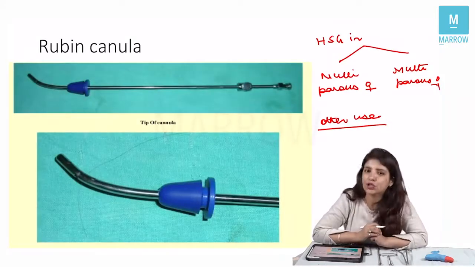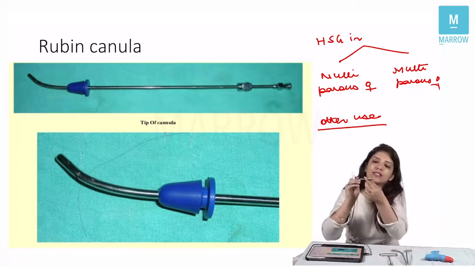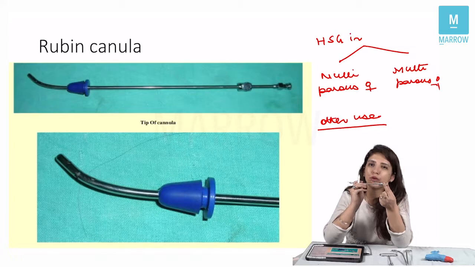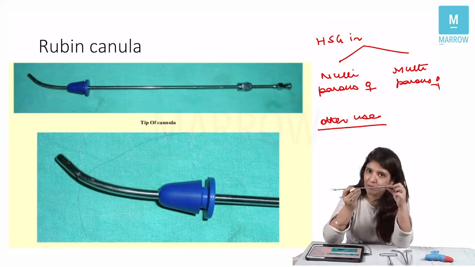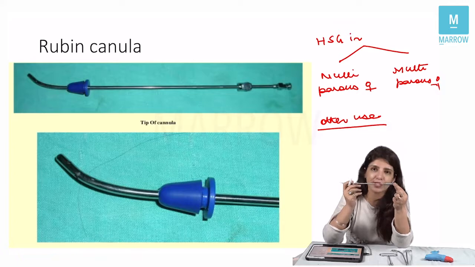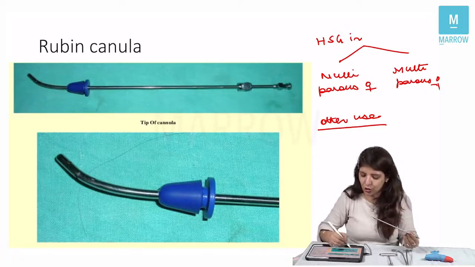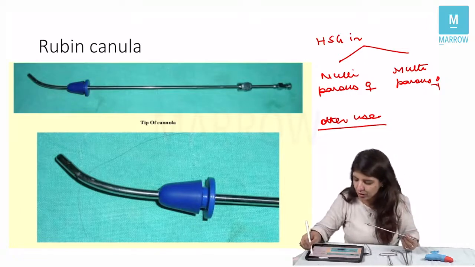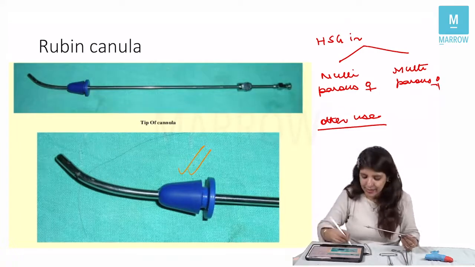Now, in case of the HSG cannula, the Leach-Wilkinson cannula, you can see here that the tip is very broad. It's a funnel-shaped tip, but very broad. So in multiparous females, for doing HSG, you use an HSG cannula or a Leach-Wilkinson cannula. But in case of nulliparous females, the better cannula to use is a Rubens cannula.